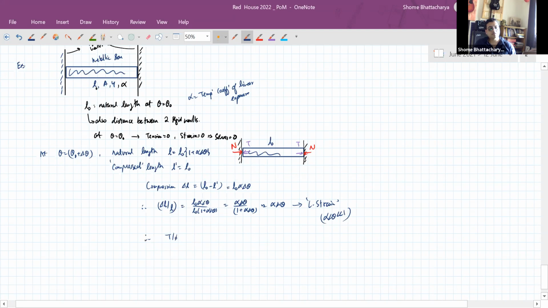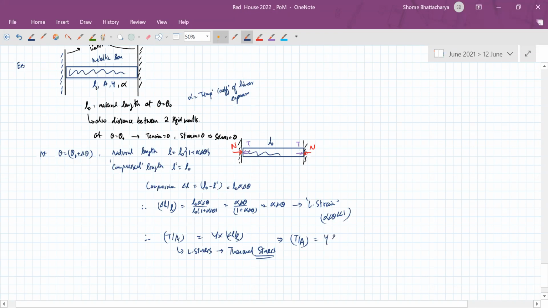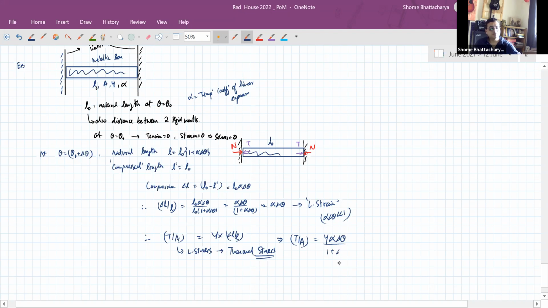So therefore the stress, this is here called thermal stress. So that is going to be Young's modulus into strain. So the thermal stress is going to be, this must be precise, but approximately we can write that as just Young's modulus into alpha delta theta.